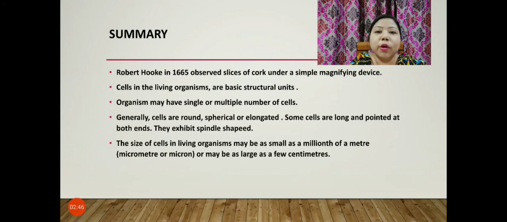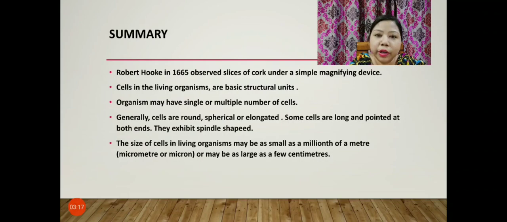So I hope that all of you have understood about the discovery of the cell and the different shape, size and the number of cells that are present in the living body. So now let us summarize what we have learned. So we have learned that Robert Hooke in 1665 observed slices of cork under a simple magnifying device. That means he observed it under a simple microscope.